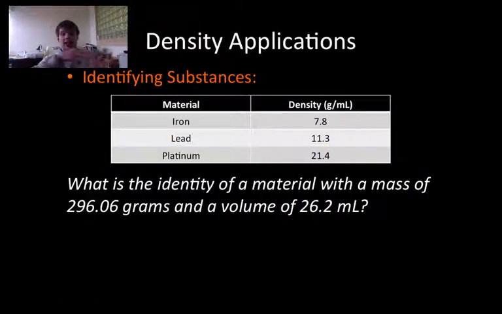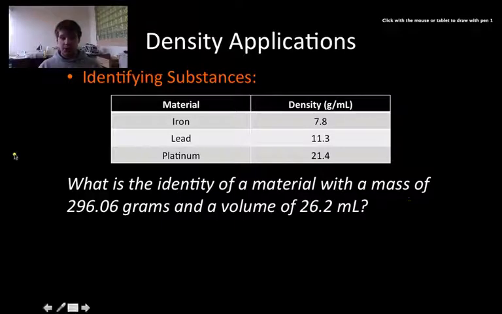So we can also take this a step further and say, okay, if I have a bunch of known densities for materials, I can now calculate the density of an object that I don't know the identity of and figure it out by comparing it to a table of values. So I have just a table of 3 values here, iron, lead, and platinum, and their different densities. So I want to know the identity of a material that's got a mass of 296.06 grams and a volume of 26.2 milliliters.